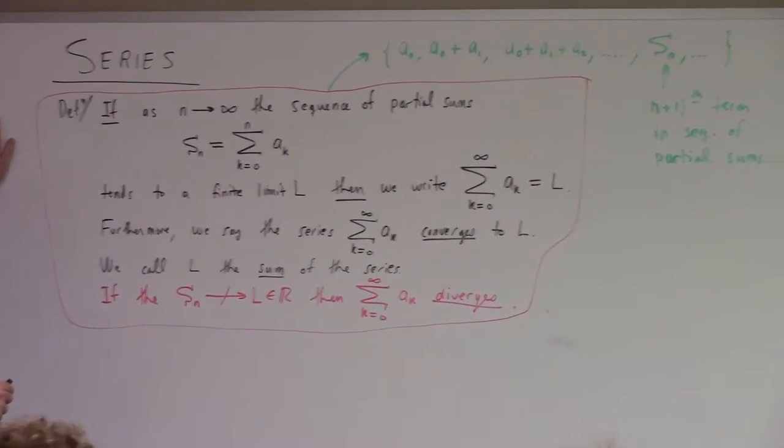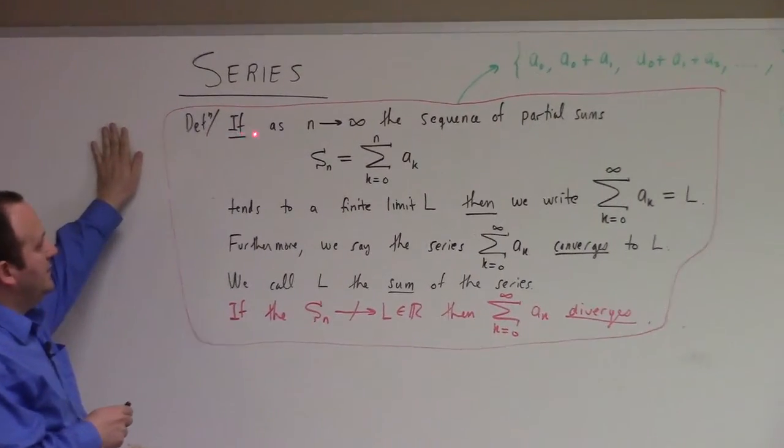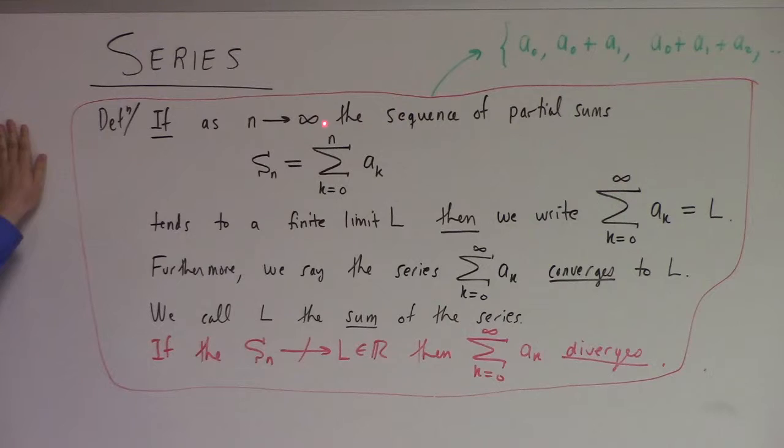If, as n goes to infinity, the sequence of partial sums, and here's the nth term in that sequence, S sub n equals the sum from k equals 0 to n of a sub k, tends to a finite limit L, then we write the sum from k equals 0 to infinity of a sub k is equal to L. Furthermore, we say the series, which is this right here, converges to L. We call L the sum of the series.